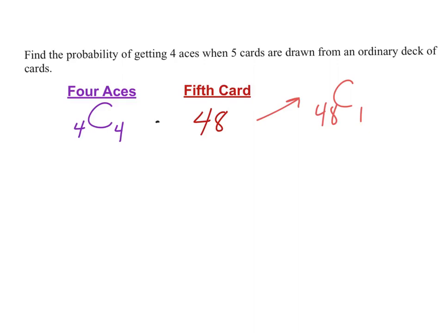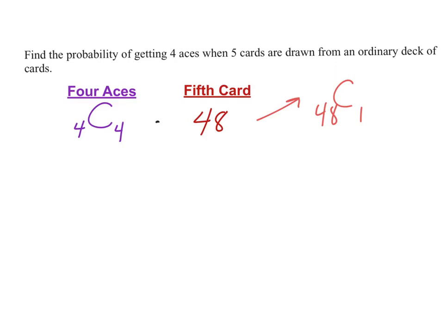But there's 48 cards left. So if you wanted to think about it like a slot, you could think about it that way too. Either one is fine. Now, this is for total possibilities. This is not probability. Right? This is just the top. The top is how to pull 4 aces and a 5th card.